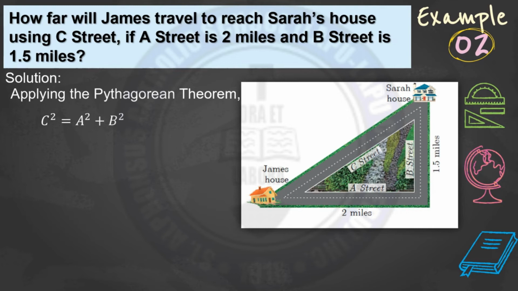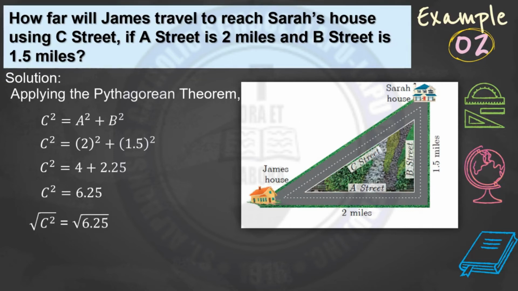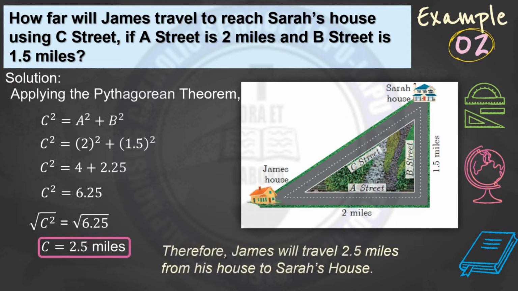So we could say that C squared is equal to A squared plus B squared. Since A is 2, substitute A with 2, B with 1.5. So C squared equals 2 squared, which is 4, plus 1.5 squared, which is 2.25. 4 plus 2.25 is 6.25. Extracting square roots on both sides of the equation, C is equal to 2.5 miles. Therefore, James will travel 2.5 miles from his house to Sarah's house.